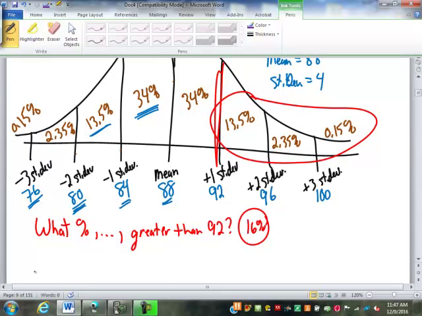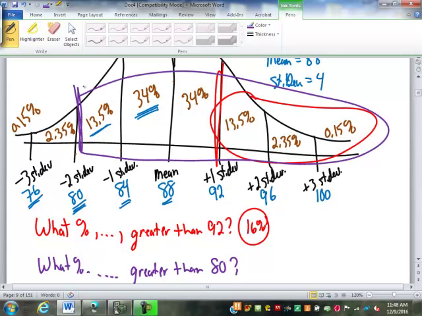Now, since 80 is passing, what percent would I expect to be greater than 80? Well, here's 80 right here. If I add all of those up, oops, that's wrong. I should get 97.5%. Does that make sense?